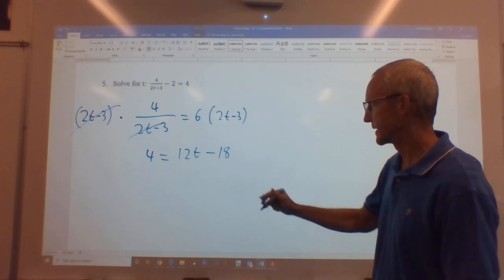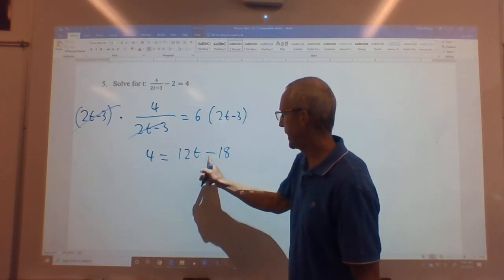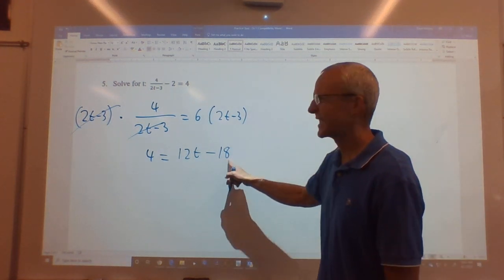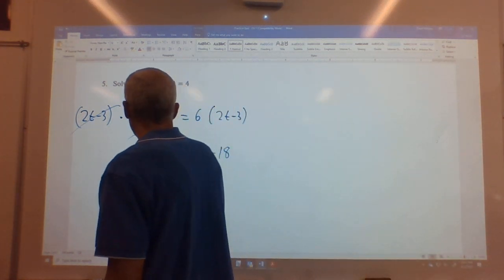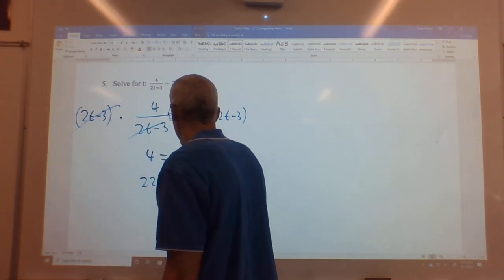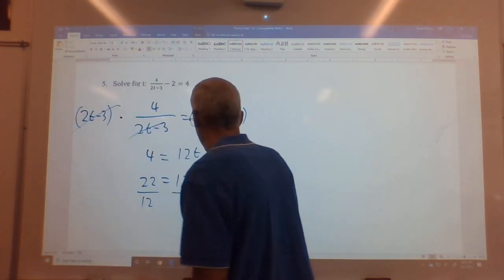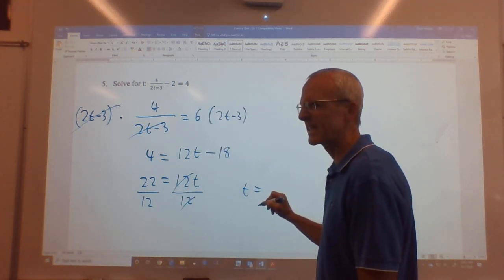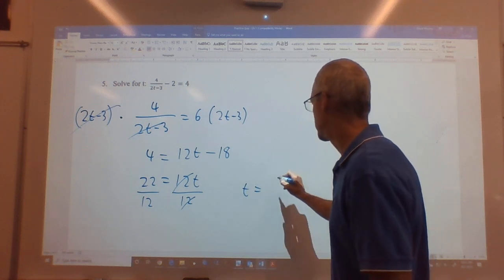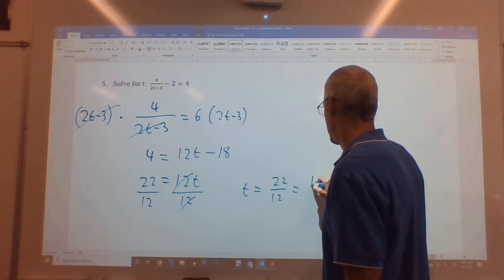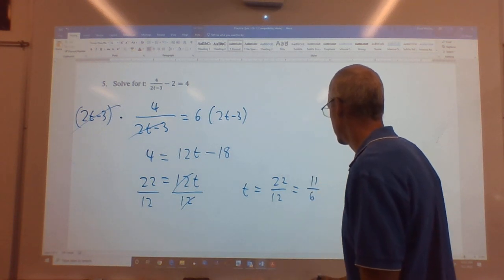Okay. Let's put the 18 on this side. It was minus on this side. It's plus on that side. So 4 plus 18 is 22. So 22 is equal to 12t. Divide both sides by 12. And I get t is equal to 22 twelfths. See, both of those divided by 2. 22 twelfths, which would be 11 sixths.